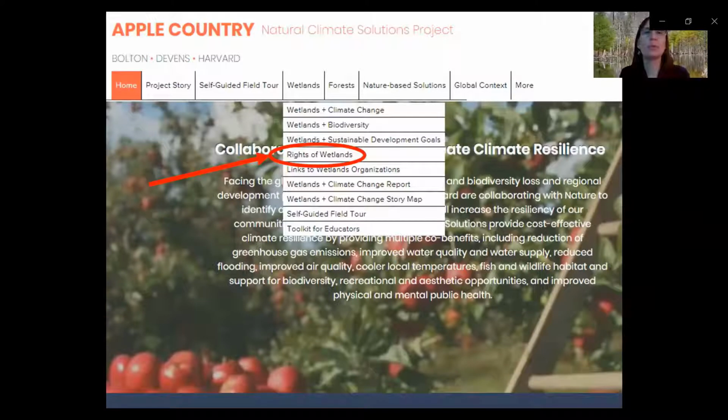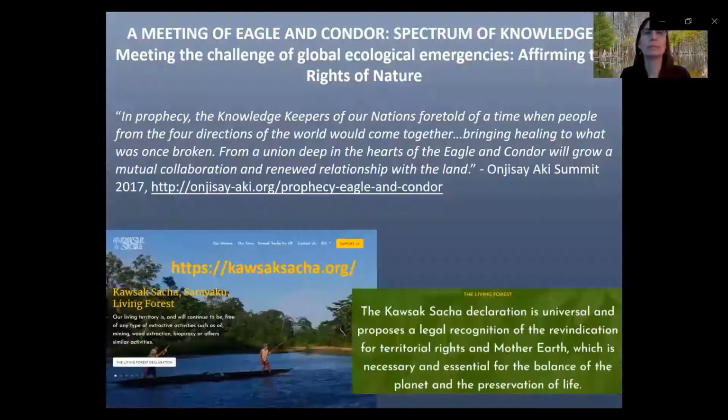For instance, I'm working with 3 communities in Massachusetts to help them identify, plan, and implement nature-based solutions. The project includes a significant public engagement component, including a website, as you can see on this slide. The community leaders wanted to share information about rights of wetlands, so we incorporated a link to the Rights of Wetlands website on the project website.